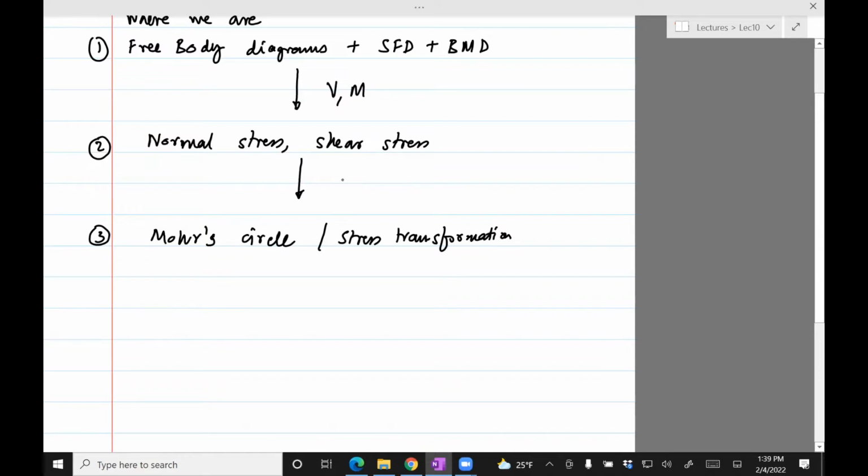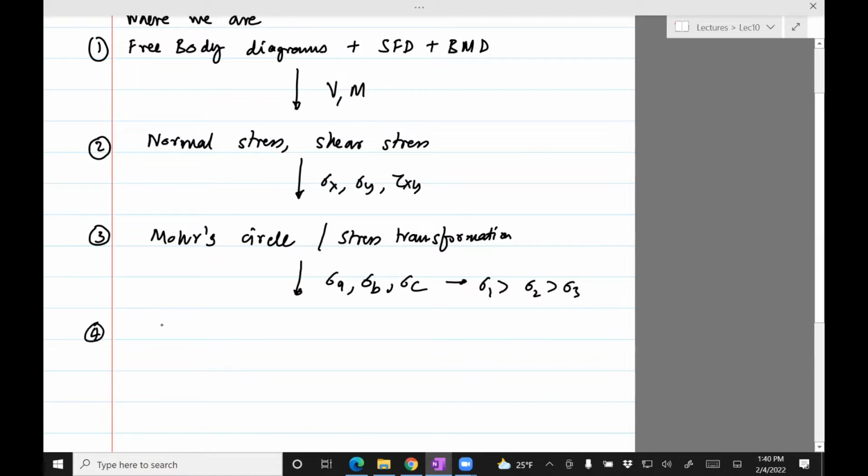Maybe I should write here sigma x, sigma y, tau xy. So this one gives us sigma A, sigma B, sigma C, from which I can get sigma 1, sigma 2, sigma 3, with sigma 1 greater than sigma 2 greater than sigma 3.